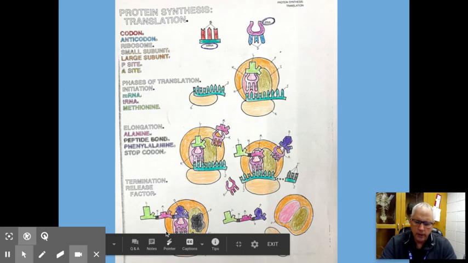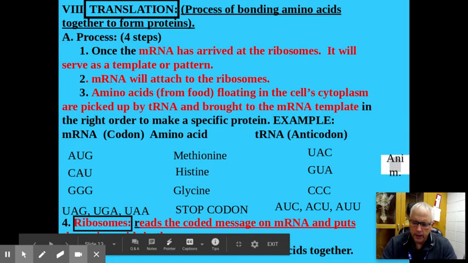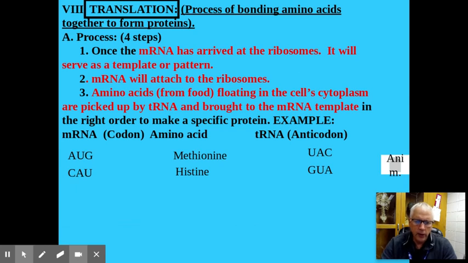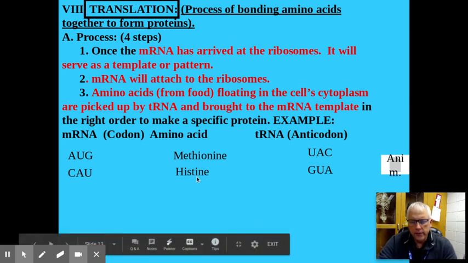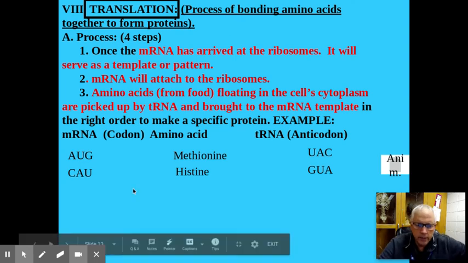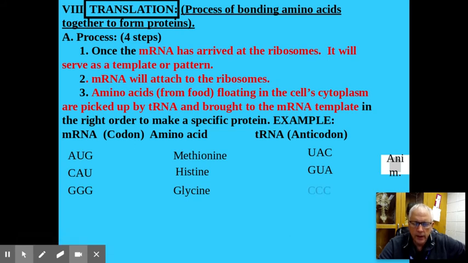So let me show you. So let's just make one up. Okay? Let's say the next one is CAU, which happens to be histidine. Its match would be GUA. So if you know the anticodon, you know the codon. If you know the codon, you know the anticodon. And then a bond's going to form between these 2 amino acids. Then we bring in another one. GGG, we'll make it simple. Glycine, what would be the anticodon? CCC. Get how that goes?